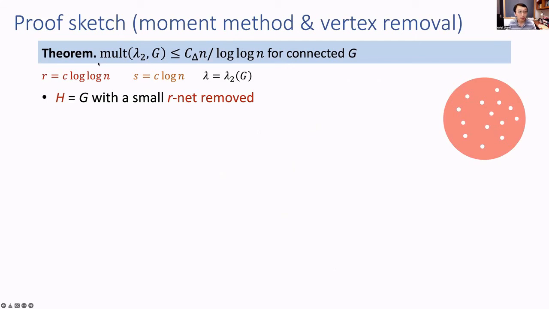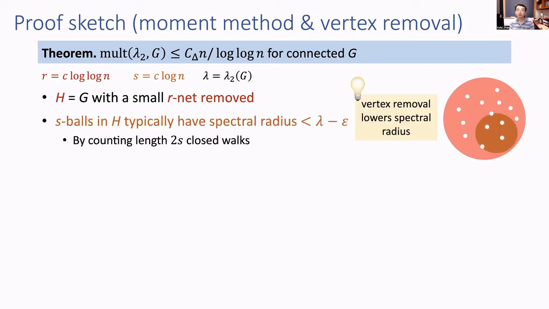So we want to show that the lambda2 multiplicity in G is at most on the order of n over log n. We start with G, and what we'll do is take out a net. A net, as in an epsilon net, is a set of vertices where every vertex is close to one of the vertices of the net. So R is around log n, and we'll be able to take out a net, and the net will not be too big. The net is of size roughly n over R. And the resulting graph is H. So poke some holes in this graph.